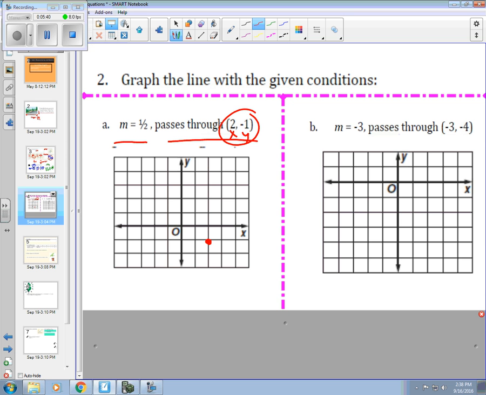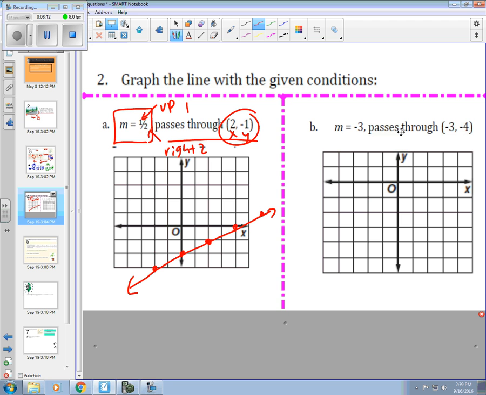Now to get the rest of the line, we use the slope over here of 1/2. So now we're going up 1 because that's what the top is telling us. That's our vertical, and the bottom number is horizontal. That means it's positive. We want to go right 2, up 1, right 2, up 1, right 2, up 1, right 2. Or we could do the opposite, down 1, left 2, down 1, left 2. And if you connect those, you have your line.